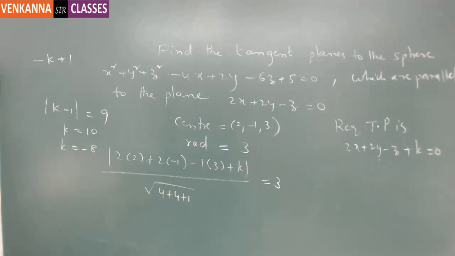Accepted? So you have two tangent planes, namely 2x plus 2y minus z plus 10 equal to 0 or minus 8 equal to 0. That is our required solution.